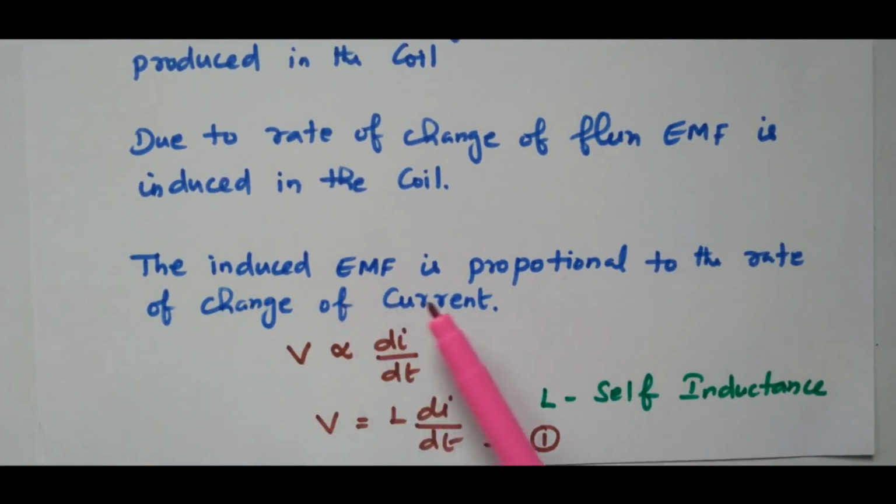So this induced EMF is proportional to the rate of change of current. V is directly proportional to di by dt. So while equating, we introduce a constant L. L is nothing but self-inductance. So V equal to L di by dt. That is equation number 1. Right. So this induced EMF is proportional to current. From that, we got the equation V equal to L di by dt. Take this equation number 1. Now, we will see the flux. What about the flux? We will see that.